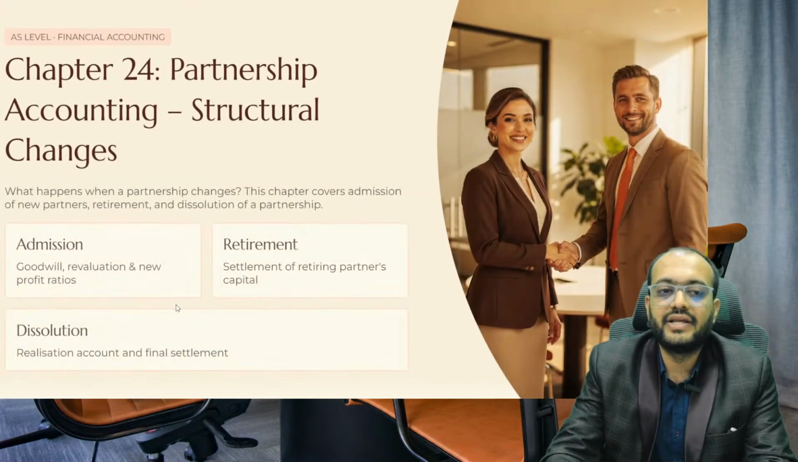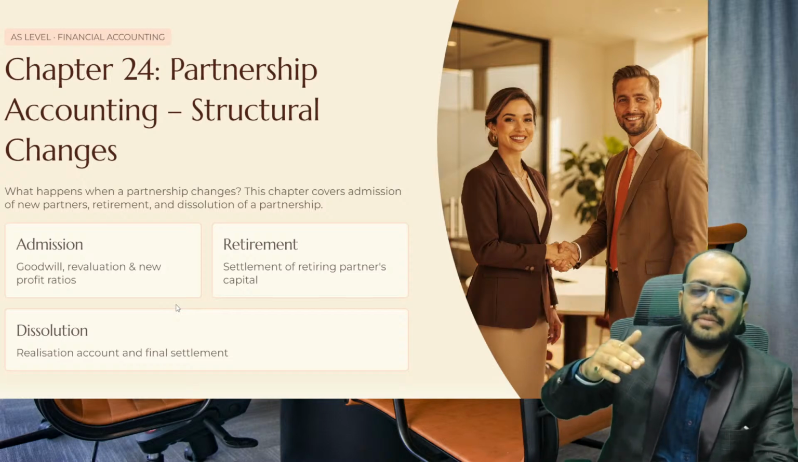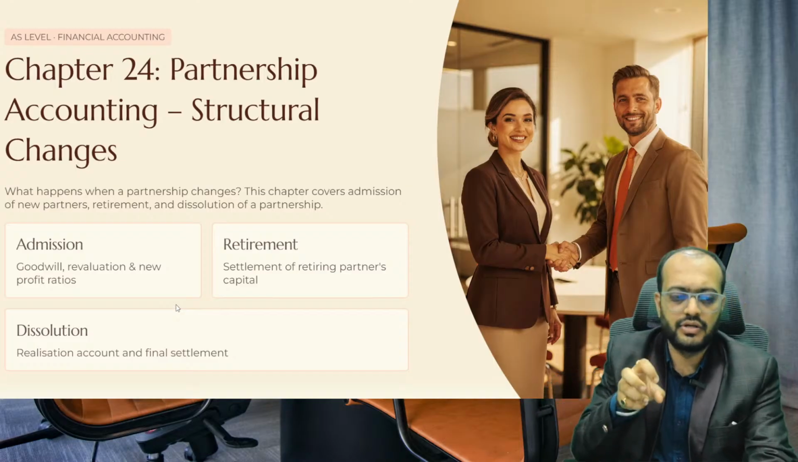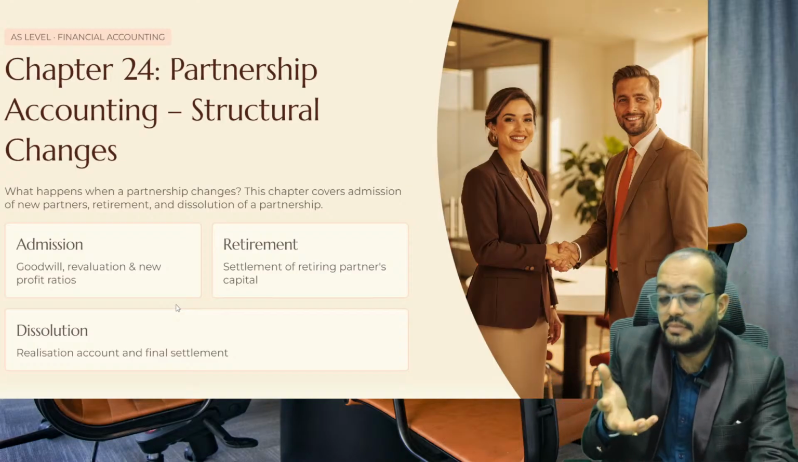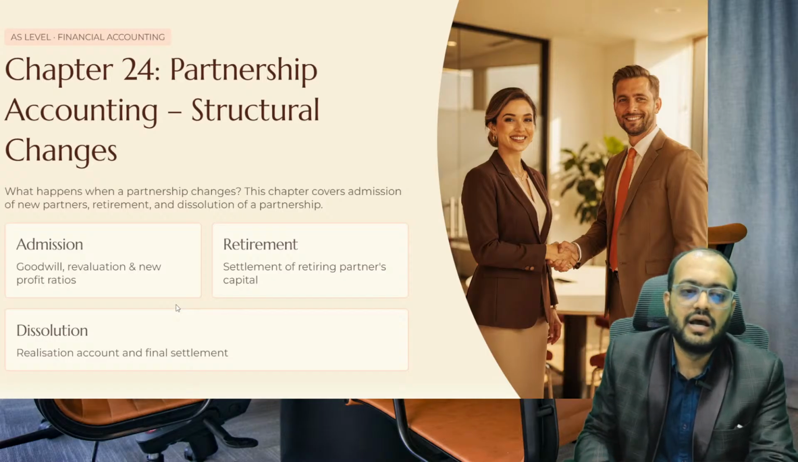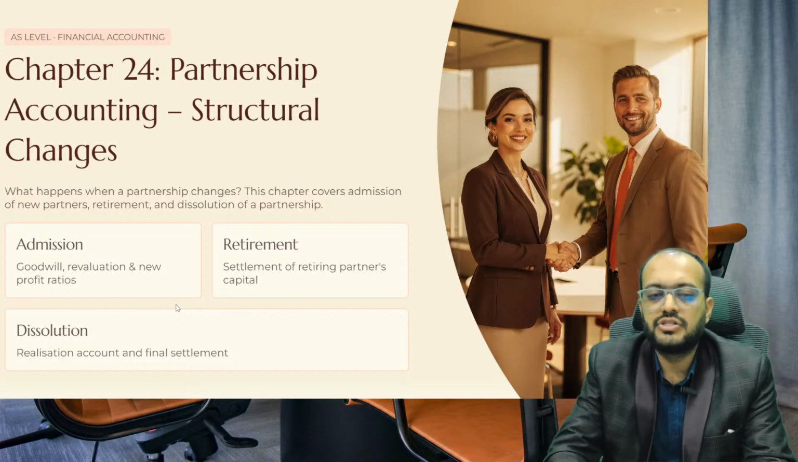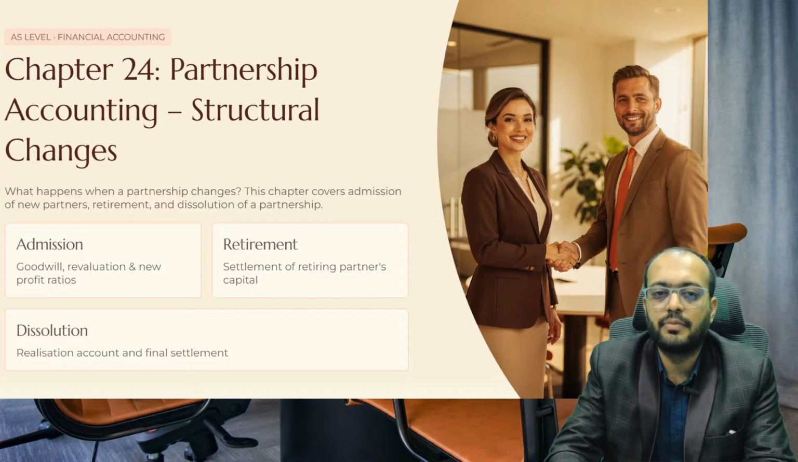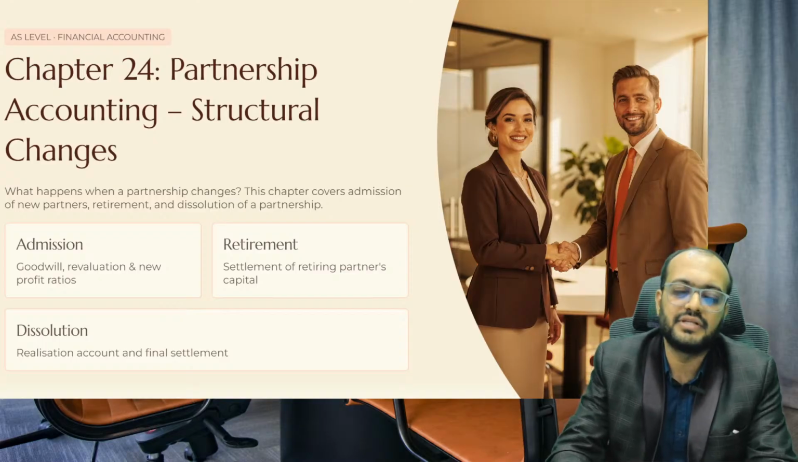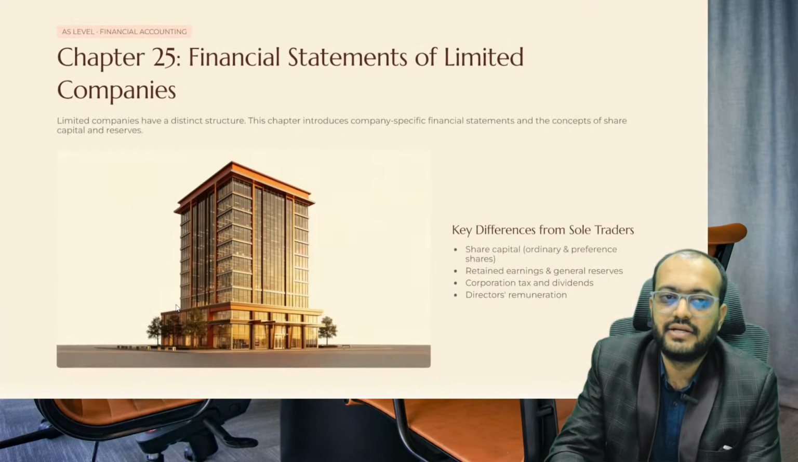Then partnership accounting, structural changes. If there is any change in the partnership, like admission, meaning one partner is admitted into the business, or retirement, where a partner leaves the partnership firm by retiring, and maybe death also. And last is dissolution. Dissolution means winding up of the business. We are closing the business completely and breaking down our partnership totally, 100%. The business is going to close. That is dissolution. Okay. So this is related to chapter number 24.